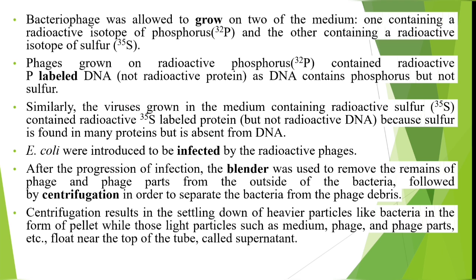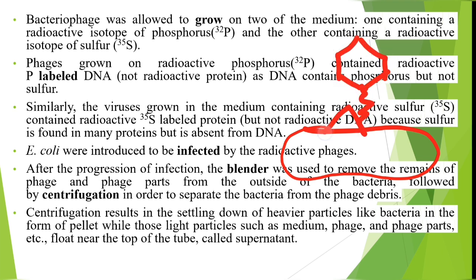Then E. coli bacteria were introduced to be infected by the radioactive phage. After progression of the infection, a blender was used to remove the remains of phages and phage parts from outside the bacteria, followed by centrifugation in order to separate bacteria from phage debris. Actually, when E. coli is infected by this phage virus, they only insert their DNA inside the bacteria.